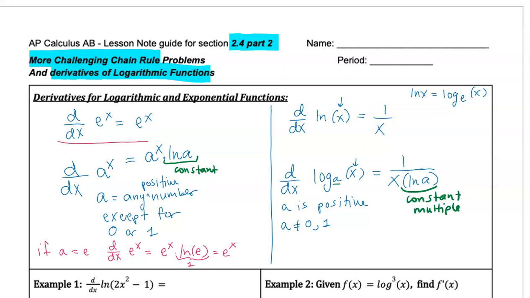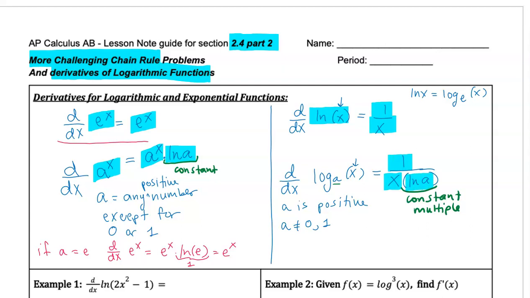But for now, I just need you to start the process of memorizing these. So when you have an exponential function with a base e, it is its own derivative. When you have an exponential function with a base a, it's almost its own derivative. You just have to multiply it by this constant, which is the natural log times the base a. Then for ln of x, its derivative would be 1 over x, dividing by the value inside the log. And then for a log of any base, it starts off the same way, except that we're multiplying by that same constant multiple again in the denominator. So x in the denominator is getting multiplied by the natural log of a.